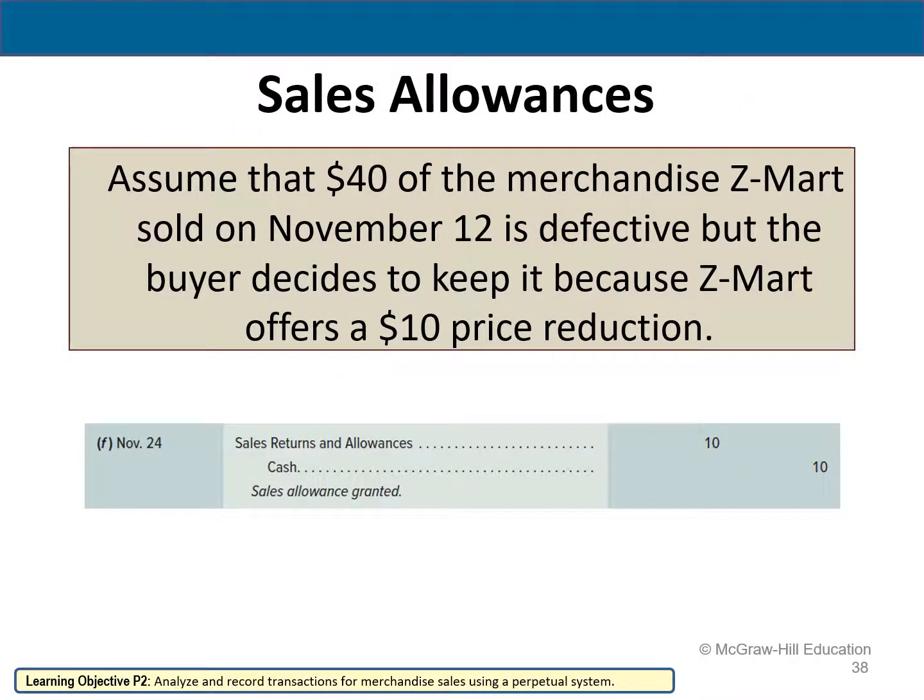All right, so sales allowances. Let's assume that $40 of the merchandise Zmart sold on November 12th is defective, but the buyer decides to keep it because Zmart offers a $10 price reduction. So when we offer that $10 price reduction, if we're Zmart, we're going to record a debit to sales returns and allowances. That increases that account, but it decreases revenue because it's a contra revenue account. And we're going to record cash that we give them, cash out the door, reduce our cash by $10 with a credit. Okay?